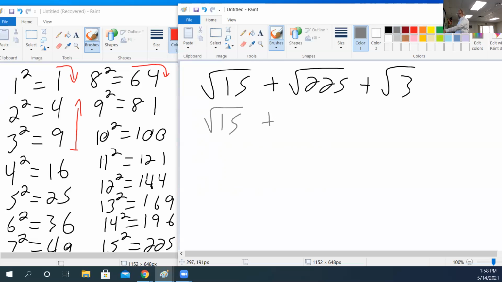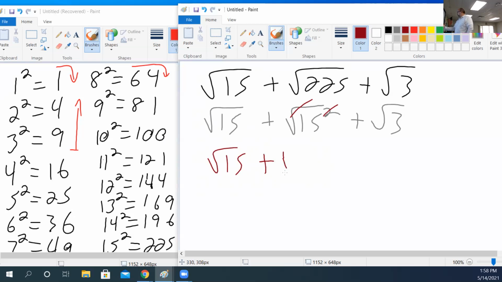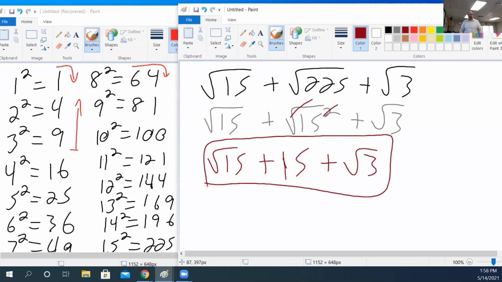For 225, I found that down there at the bottom right. That is an exact match. We're going to replace it with 15 squared. And 3, we can't reduce it either. So the only thing we can do overall is reduce that 225, because 15 squared cancels. So your answer is root 15 plus 15 plus root 3, because we can't combine anything else. And that would be the whole answer. And that's it. So good job, guys.